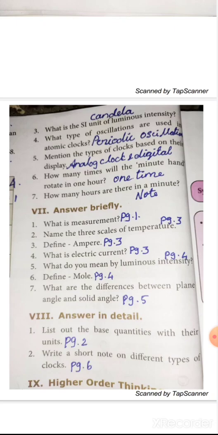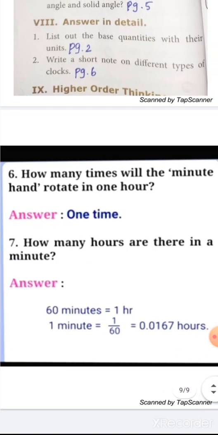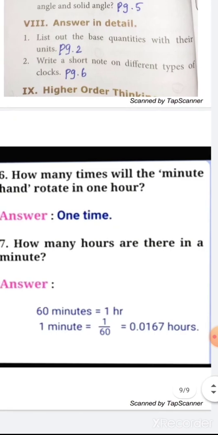Okay, then how many hours are there in a minute? This question you have to write in your class work note. Take your class work note and write this one. How many hours are there in a minute? You already know, 60 seconds is 1 minute, 60 minutes is 1 hour. So 1 minute is equal to 1 by 60.